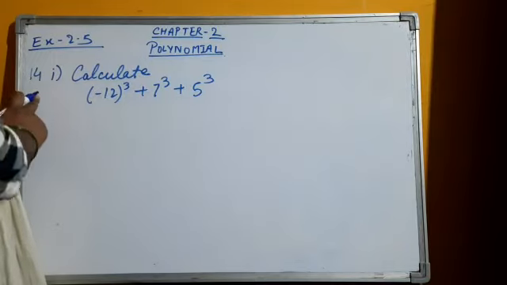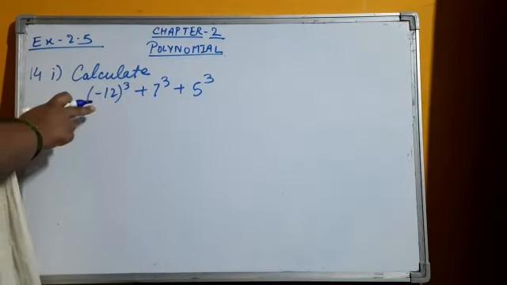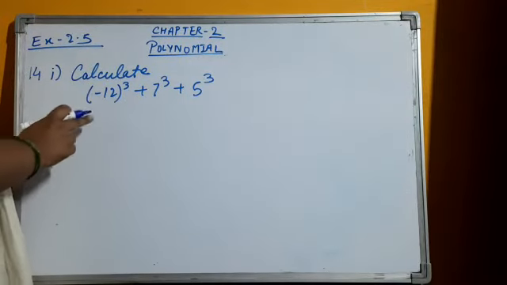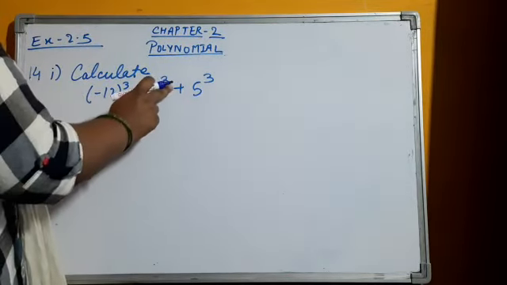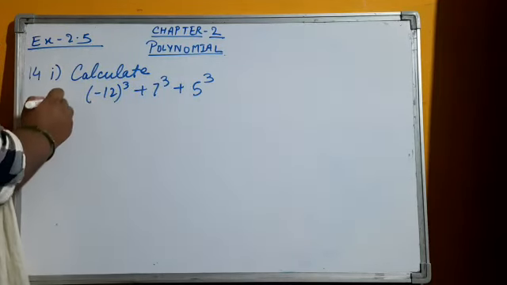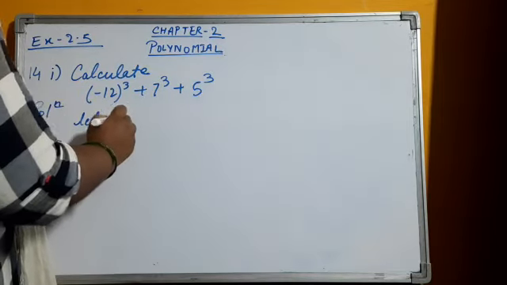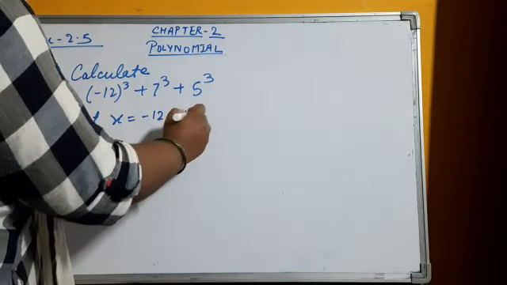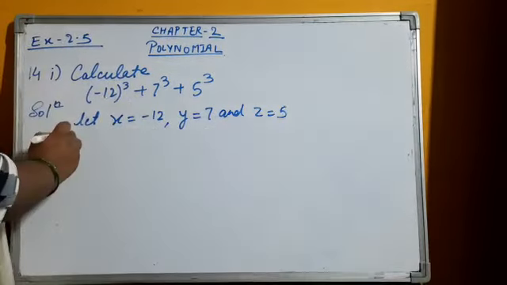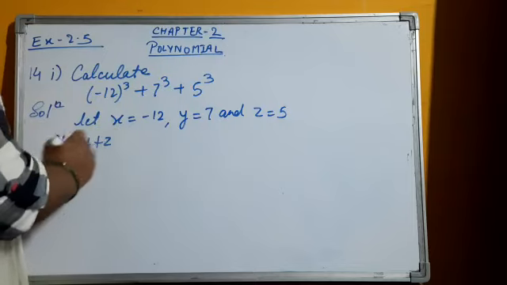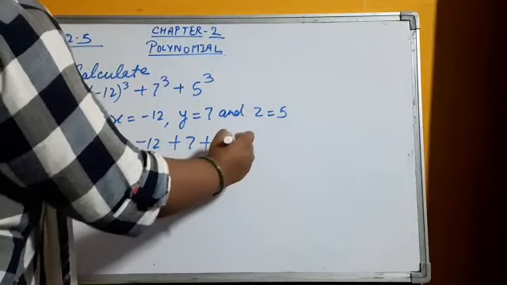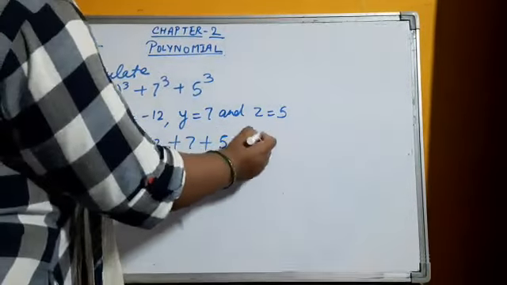Question number 14 says, without calculating the cubes of 12, 7 and 5, we have to find the value of minus 12 cube plus 7 cube plus 5 cube. So how can we calculate? For this, we are assuming let x is equal to minus 12, y is equal to 7 and z is equal to 5. Look at this. If we calculate x plus y plus z, it will be minus 12 plus 7 plus 5. When you add all this, you will get 0.